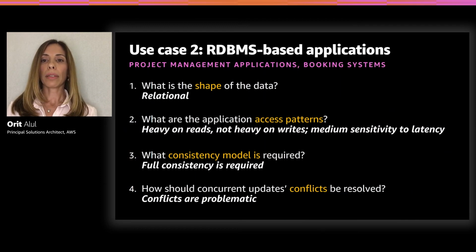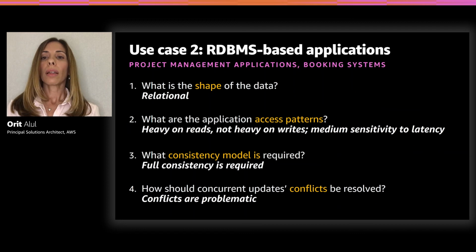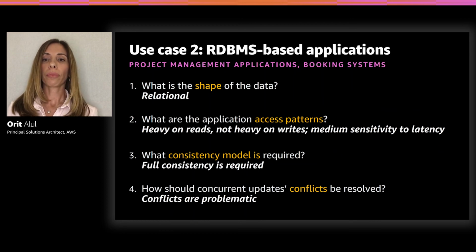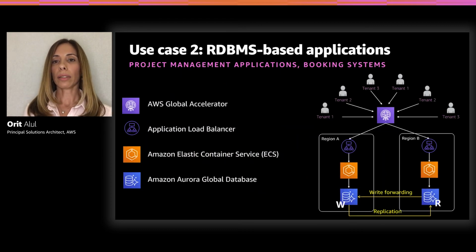Now let's look at another example, this time RDBMS-based applications. For example, project management applications, booking systems, e-commerce websites. In those use cases, the shape of the data is relational. The access pattern is heavy on reads, not heavy on writes, and we have medium sensitivity to latency. But full consistency is required, and conflicts are problematic. Therefore, for this use case, we can suggest a similar architecture.